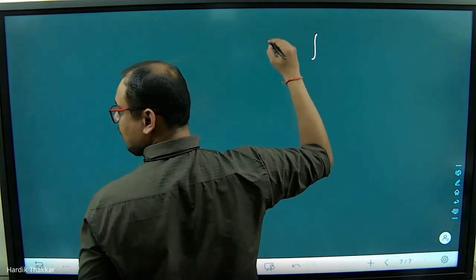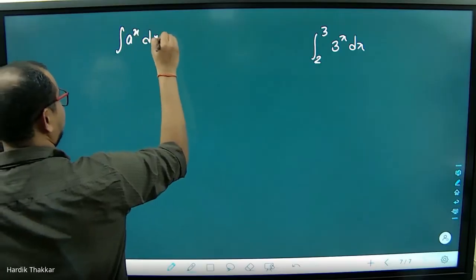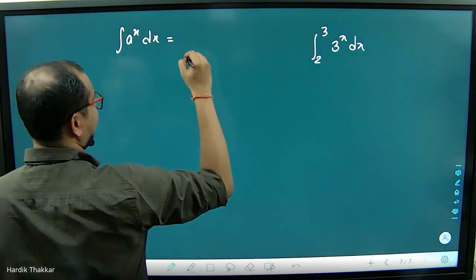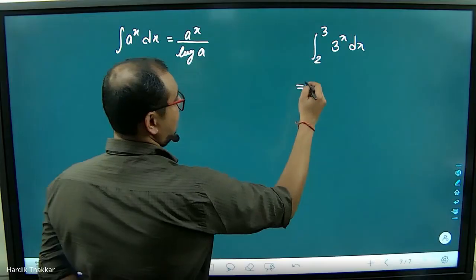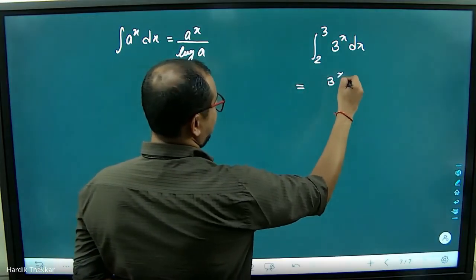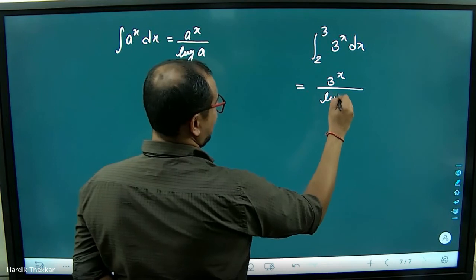Integration of a to the power x, we write it as a raised to the power x upon log a. Yes, we'll be writing it in this way only, no? Yes, so it will be 3 raised to power x divided by log 3.